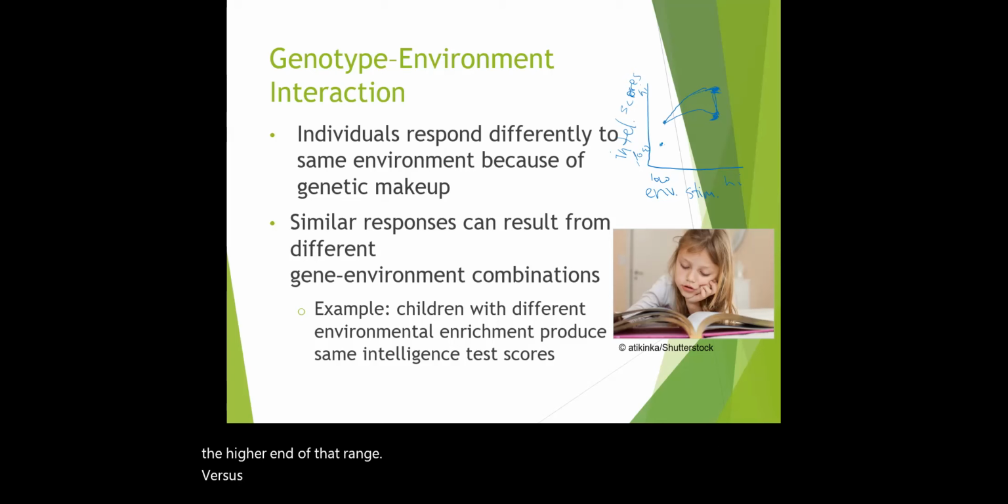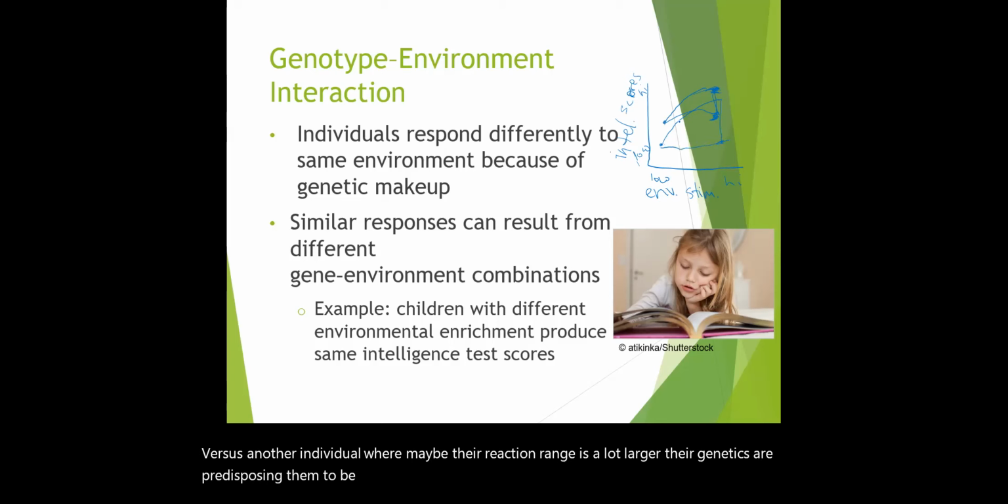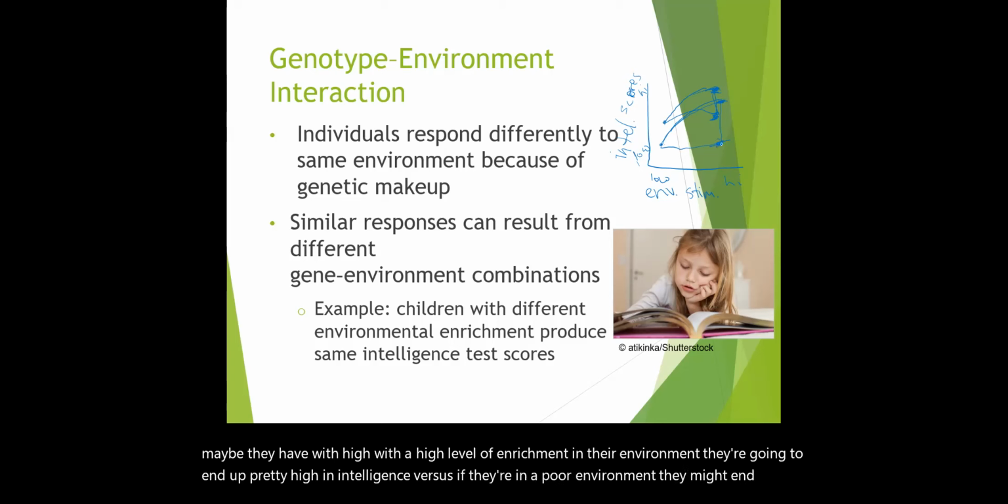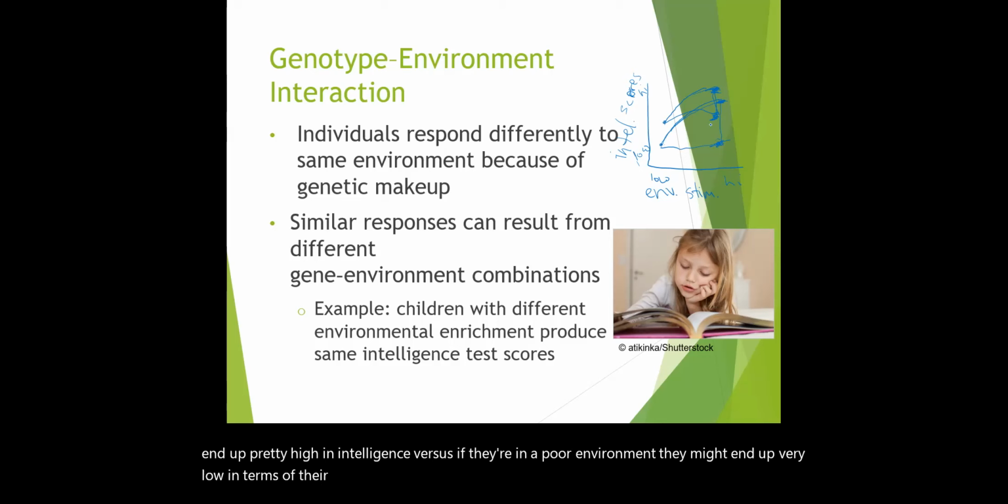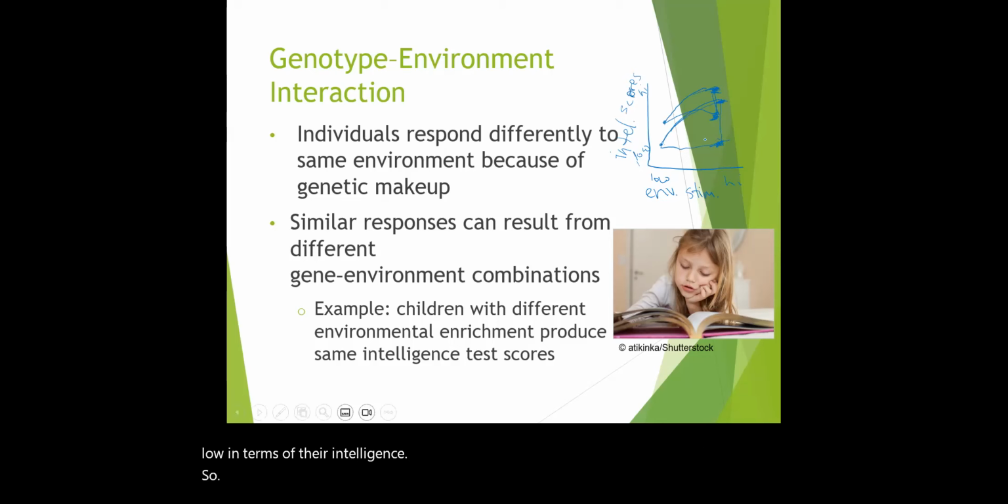Versus another individual where maybe their reaction range is a lot larger. Their genetics are predisposing them to be far more sensitive to their environment than other individuals. So with a high level of enrichment in their environment, they're going to end up pretty high in intelligence. Versus if they're in a poor environment, they might end up very low in terms of their intelligence. So again, genes set that range, and then environment determines where you end up within that range.